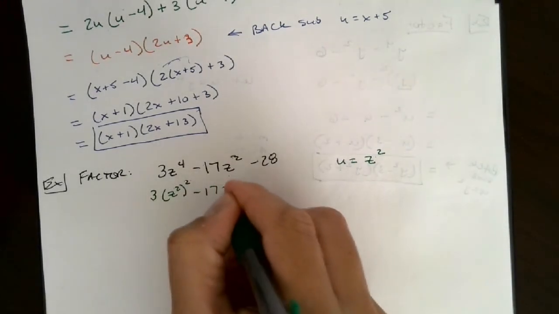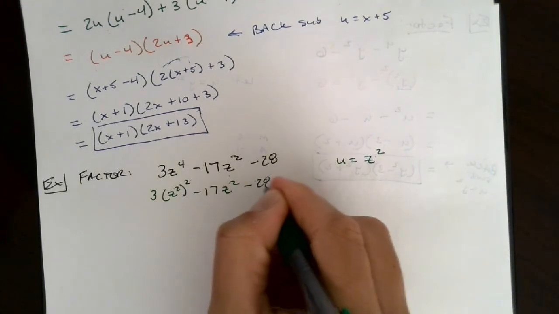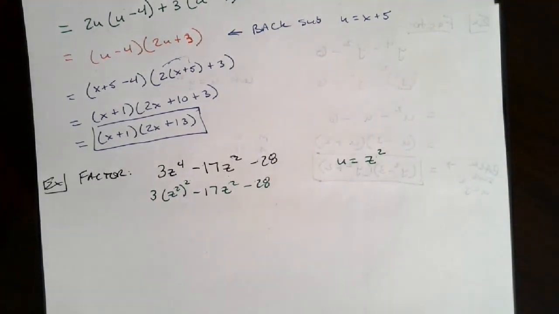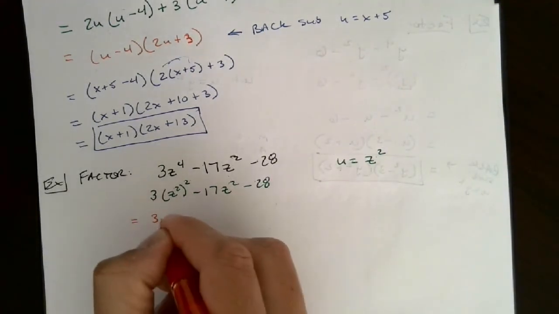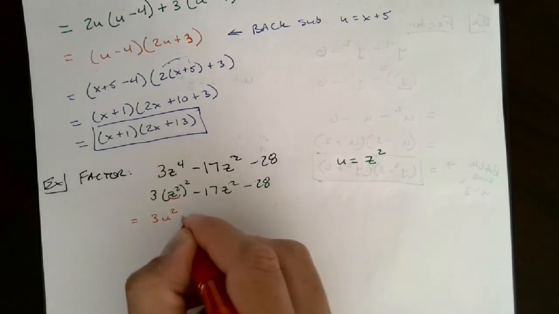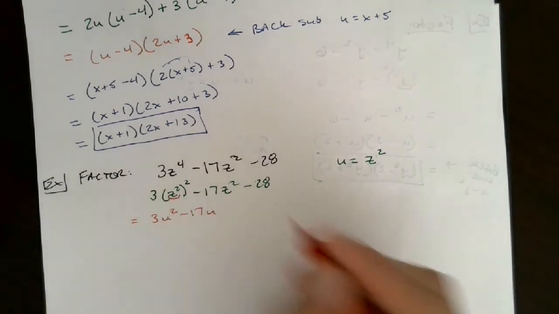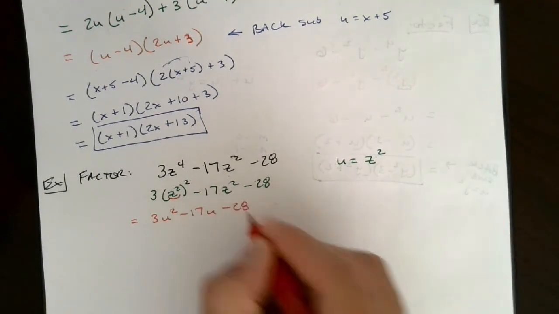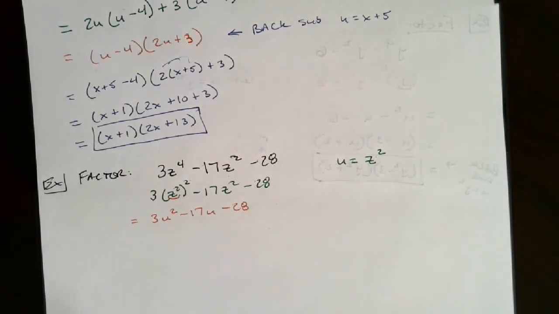Minus 17z squared minus 28. And now I'll make the substitution here. So this gives me 3, the z squared on the inside is going to be replaced with u, so 3u squared minus 17u minus 28. Now once we've done this, we want to factor this.